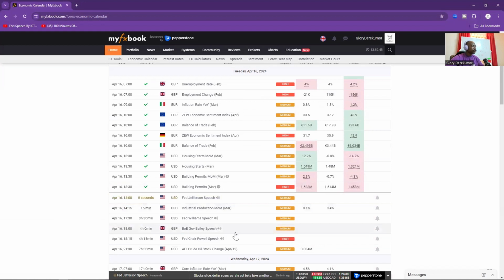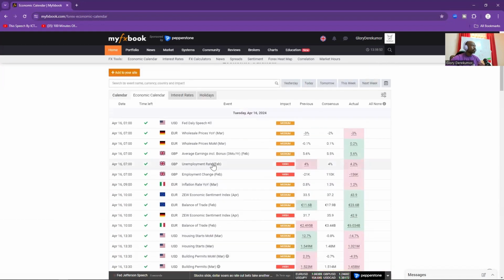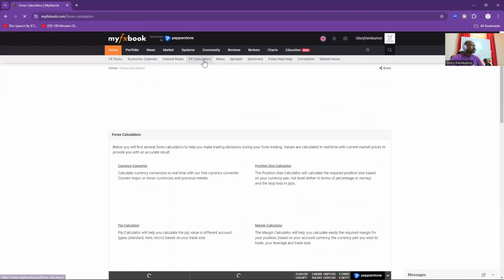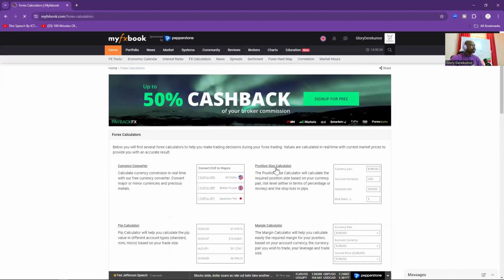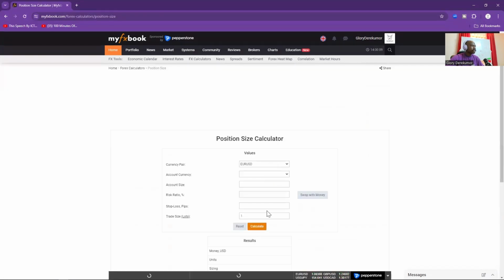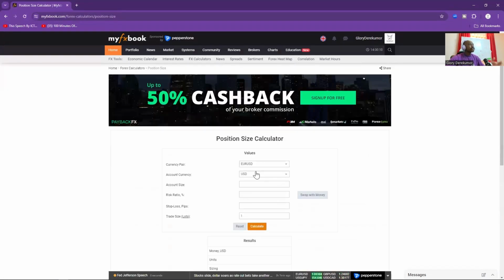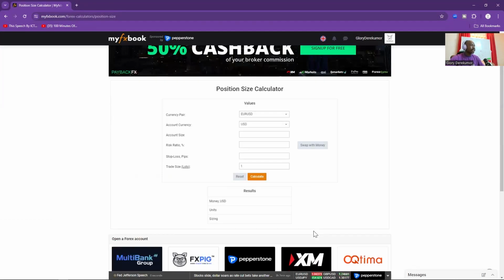We have high impact news, we have low impact news. All of these things we're going to cover later on in the course. But what we are concerned with right now is the lot size calculator. So if you go to FX calculators, click on FX calculators, and then click on position size calculator. Right now, on your position size calculator, this is where we're going to calculate the lot size that we are supposed to use for the particular trade we are about to take.